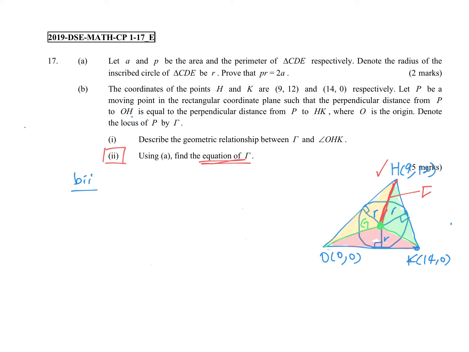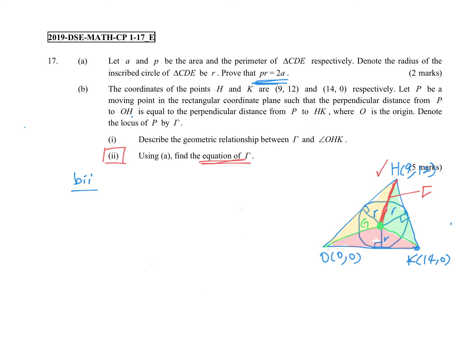vertically above OK. So if we know R, so that will be right. If we know R, then no, we still have to find the two coordinates, right? We still have to put, okay, never mind. First of all, shall we find R first? So how to find R? So here OH. So this triangle, in order to find R, so we need to use PR equals to A, right? We need to use PR equals to A.